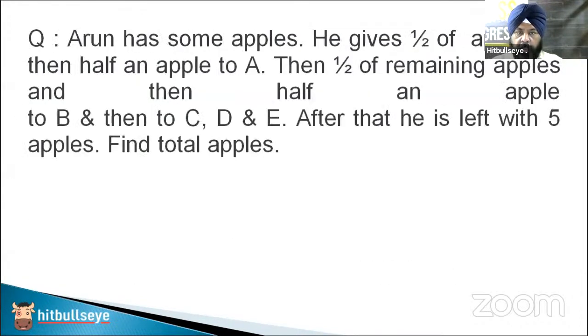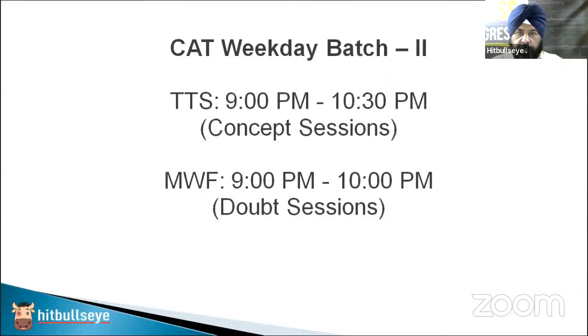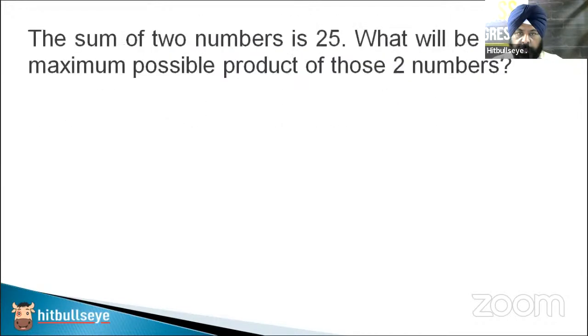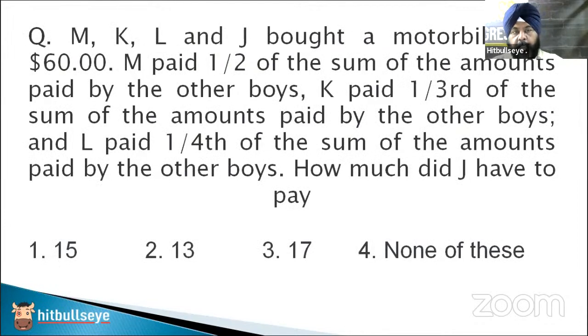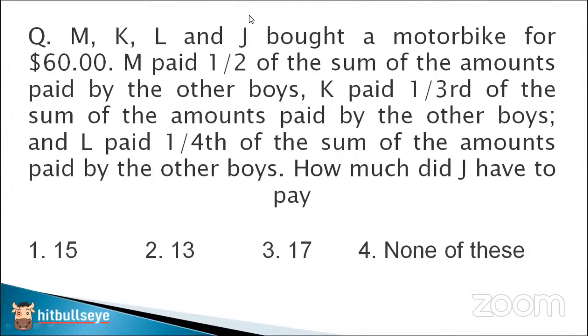Okay, I give you one more question. Do this. M, K, L and J bought a motorbike for rupees 60. M paid half of the sum paid by all other three. K paid 1/3 of the sum paid by all other boys, and L paid 1/4 of the sum paid by all other boys. How much did J have to pay?